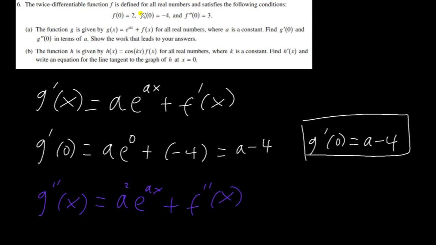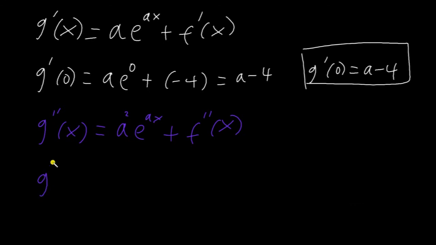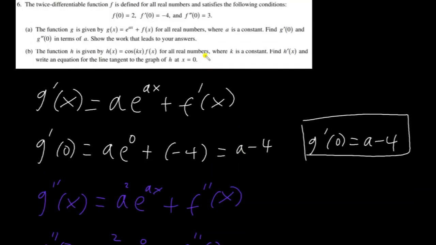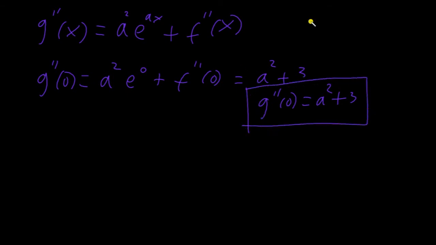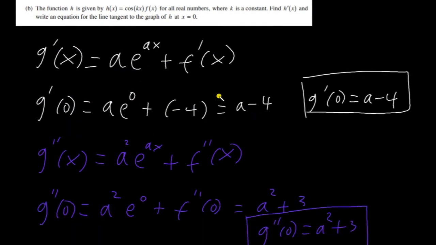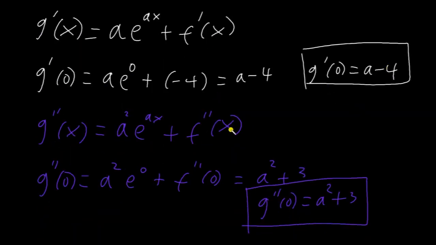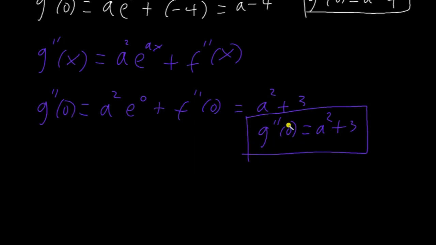Okay, so if we want to find g double prime of 0, that's a squared times e to the 0 plus f double prime of 0. F double prime of 0 is 3, so this becomes a squared times 1 plus 3. So g double prime of 0 equals a squared plus 3. Like that. This was 4 points. 1 point for finding g prime of x, 1 point for finding g prime of 0, 1 point for finding g double prime of x, 1 point for finding g double prime of 0.